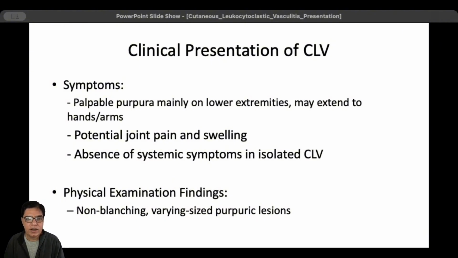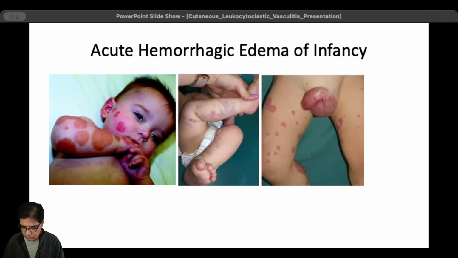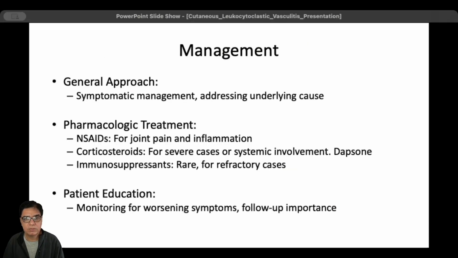And the important thing is that there is absence of systemic symptoms in isolated cutaneous leukocytoclastic vasculitis. So you don't see any systemic symptoms in the form of fever or abdominal pain or difficulty in breathing and things like that. As I told you, the only thing that you'll find on clinical examination is this non-blanching rash of various sizes, some of which might be painful, some of which might be non-painful. This is what we call acute hemorrhagic edema of infancy, which is the infantile form of the same condition.